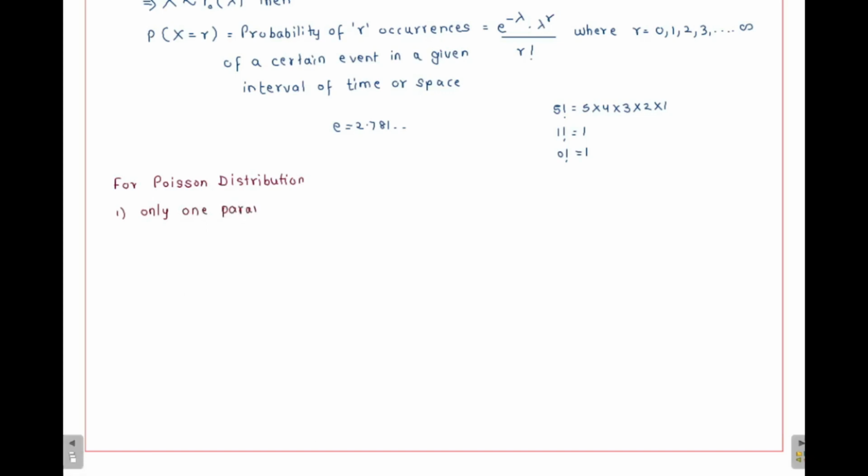Lambda. It's not necessary that you use lambda as the symbol. Many times, if the question contains 2 or 3 scenarios, we can use lambda, mu, different symbols. And this lambda is greater than 0. But does it mean that it has to be an integer? Not necessarily an integer.